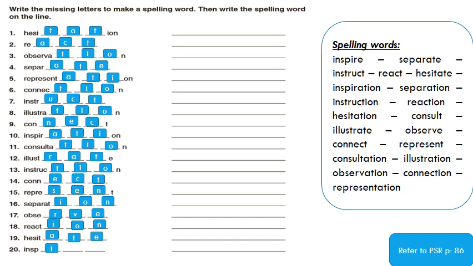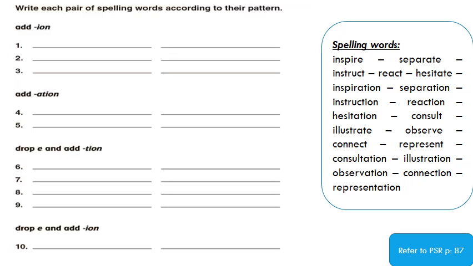Okay, on page 87, we have to categorize the words, to put them into groups, categories, or as we call them here, spelling patterns. The first spelling pattern, when we have to add only the suffix ion. The second pattern, we have to add ation, but pay attention here, I do not remove anything, I just add ation. In the third pattern, I have to drop E, then add tion. In the fourth pattern, I have to drop E, then add ion.